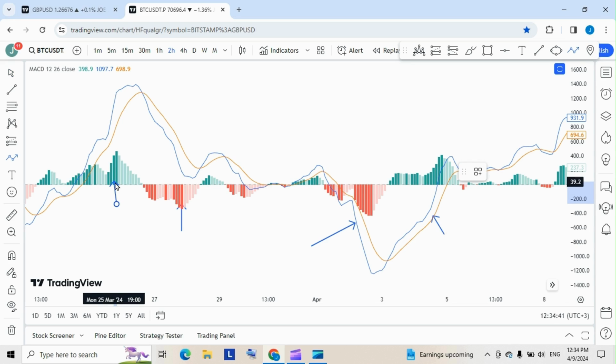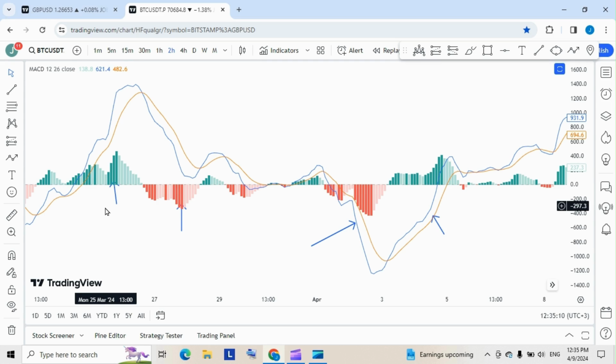This green shows you the buyers, and the red shows you the sellers. The green shows you the buying power of the buyers, and the red shows you the selling power of the sellers. Whenever you see this thick green, it means the buyers are in control. There is high buying power.